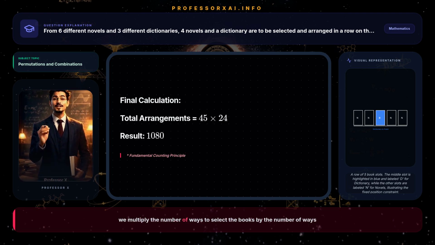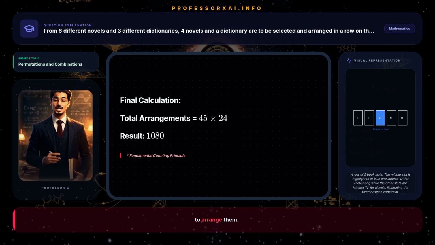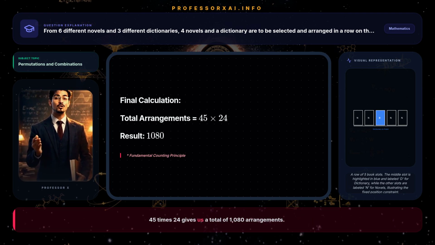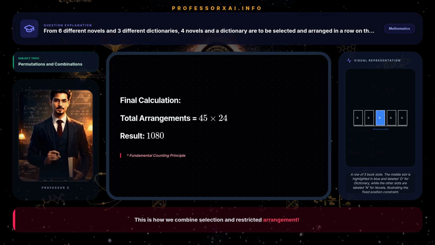Finally, we multiply the number of ways to select the books by the number of ways to arrange them. 45 times 24 gives us a total of 1080 arrangements. This is how we combine selection and restricted arrangement.